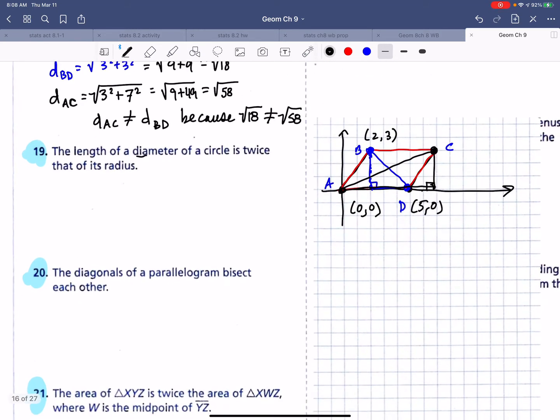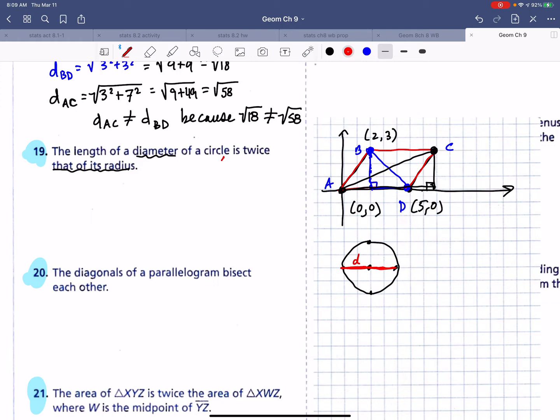19. What is the length of the diameter of a circle twice that of its radius? Okay, so let's think about that for a minute. So to draw a circle, I haven't really shown you how, but I tell students you want to go left 2, right 2, up 2, down 2, whoop, there's a circle, okay? So I made this the length of a diameter of a circle. So I'm going to call that D for diameter, right? Radius. Radius is halfway, diameter is all the way.